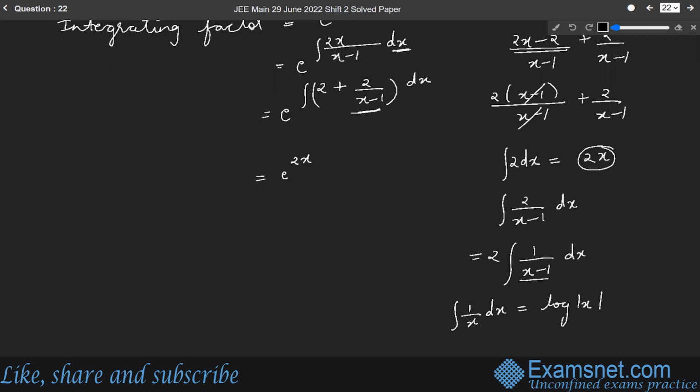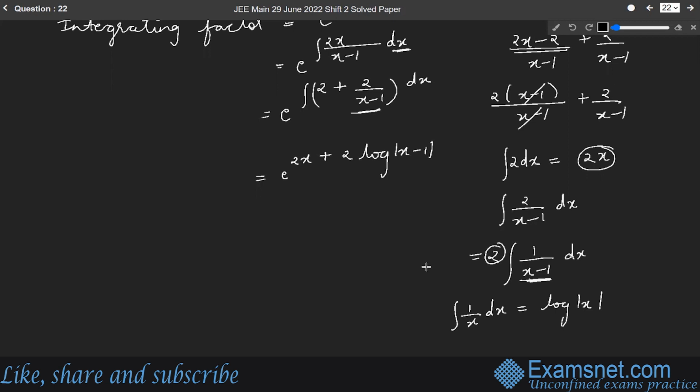So here the value of x is x minus 1. So integral of 1 upon x minus 1 dx will be log of x minus 1, okay? And 2 is outside. So 2 into log of x minus 1. So we have 2x plus 2 into log of x minus 1, right?